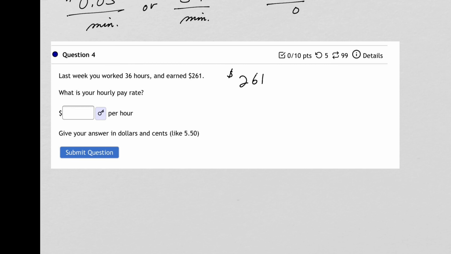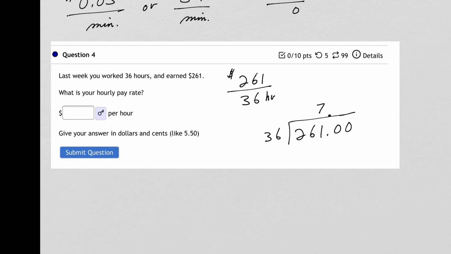$261 per 36 hours. And then to find the unit rate, I need to divide this. So if I divide 261 by 36, I'm probably going to need some decimal places there. So let me put a couple of zeros in there. So let's see. 36 doesn't go into 26, right? 36, does it go into 261? Yeah, probably, let's say maybe 7.